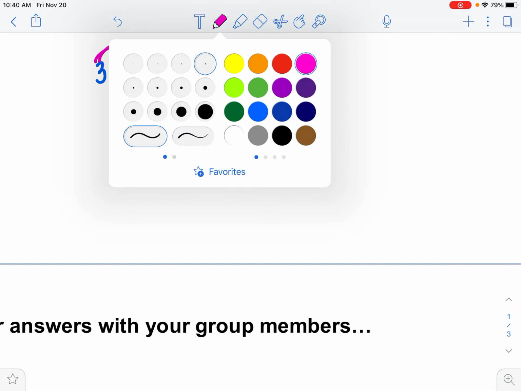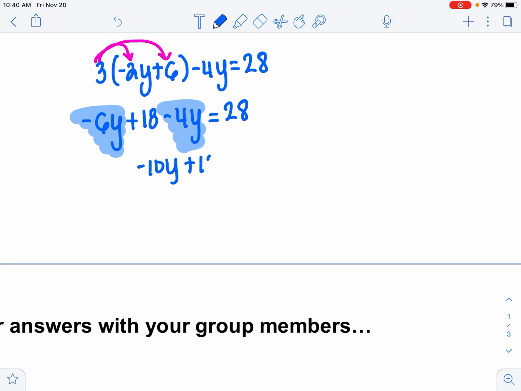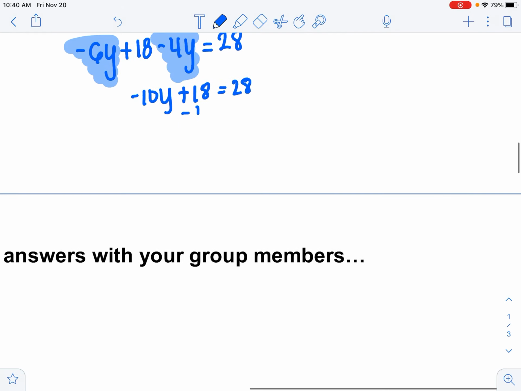All right. I already said it, but you have to distribute that 3 to everything in the parentheses, to these two things here. So now I have negative 6y plus 18 minus 4y is equal to 28. Now I want to combine like terms. I have a negative 6y and a negative 4y, which is negative 10y, plus 18 equals 28. I'm going to subtract 18 from both sides.